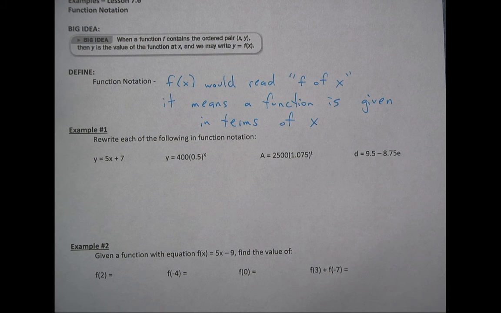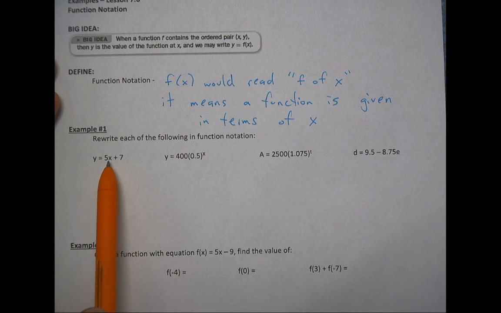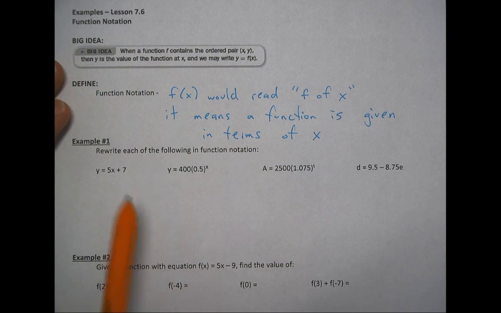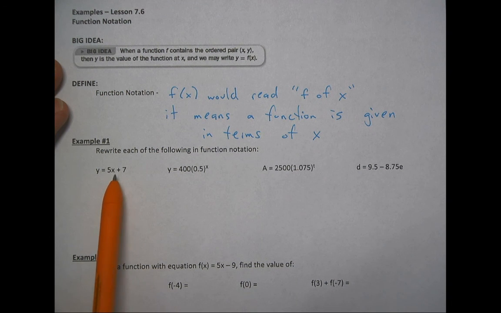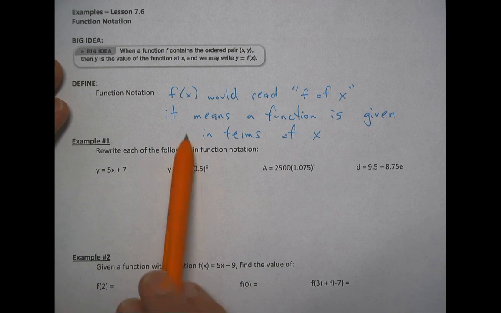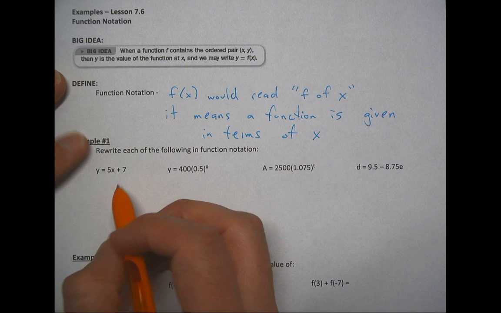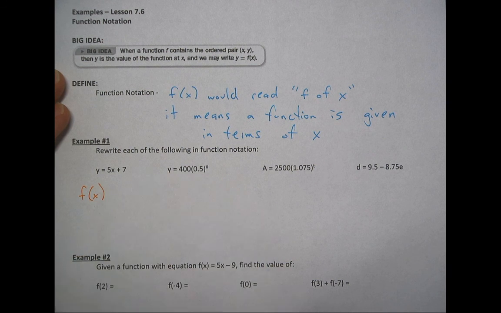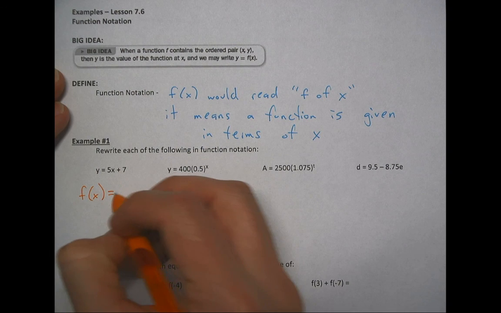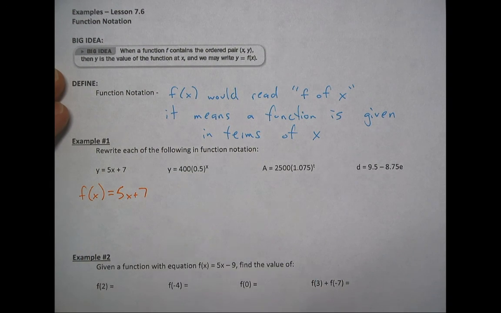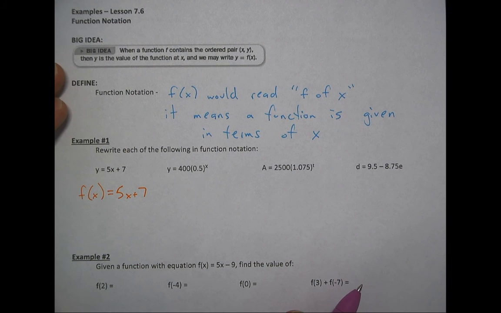So example number 1, we're going to rewrite each of the following in function notation. So basically, y is dependent on whatever we plug in for x. Y is the value of the function at x. And so this function is completely based on x. It's in terms of x. And so to rewrite this in function notation, basically everything is based on this. And so f of x, or the function of x, is 5x plus 7. So at first you're like, okay, all I did was change y to f of x. And for right now, yes, that's basically all you need to know.